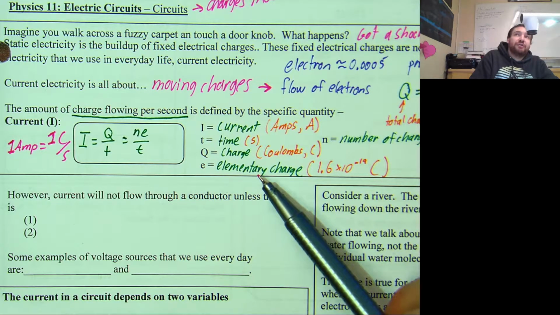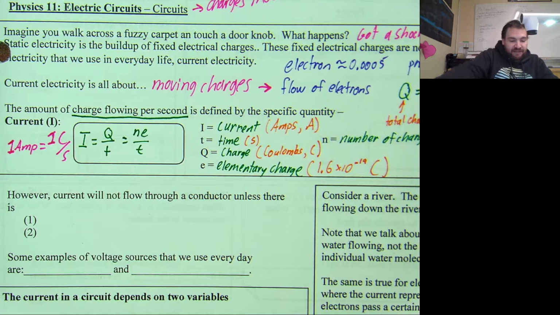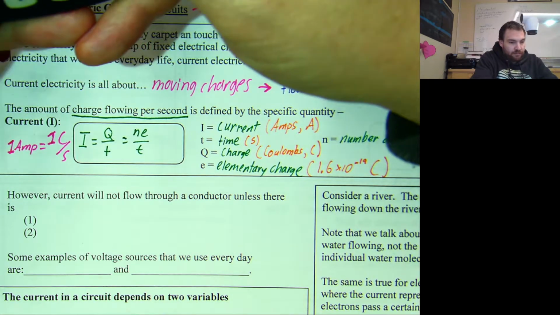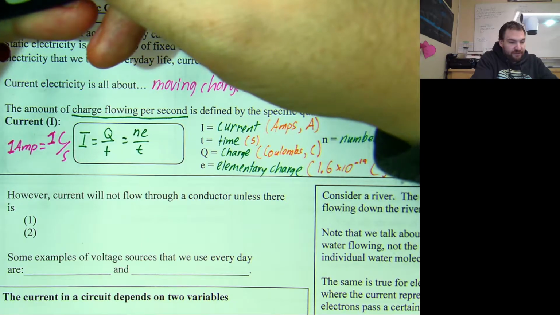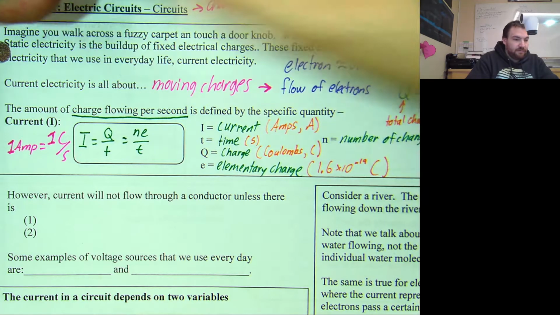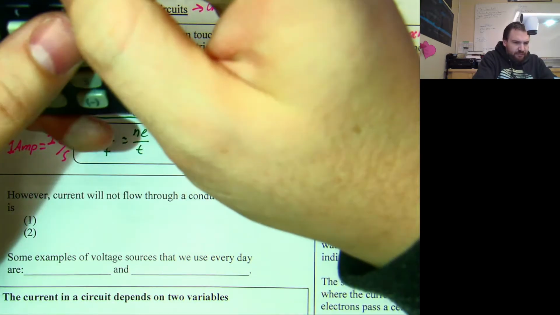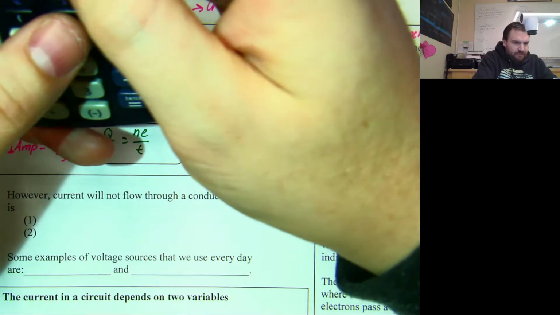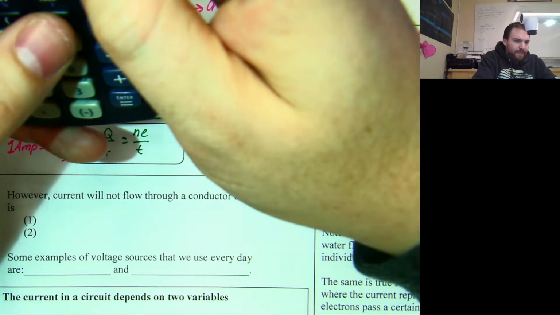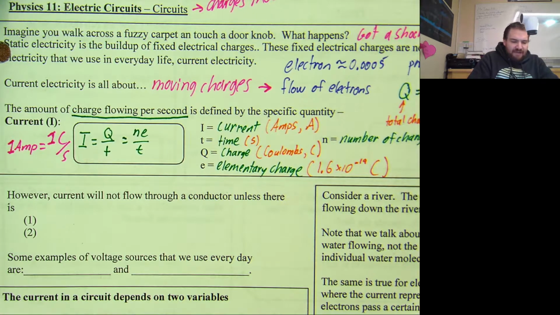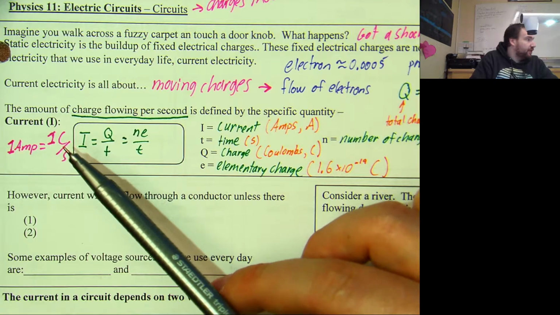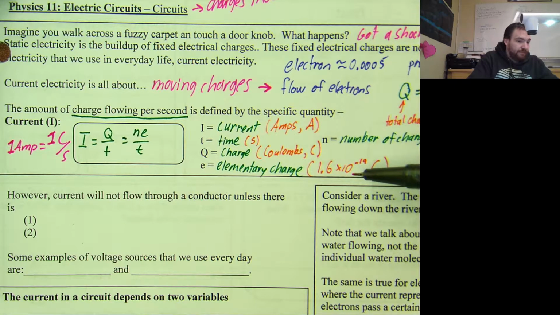A single electron has a charge of 1.6 times 10 to the negative 19. So what you actually have here, come on calculator, don't be stupid. What you actually have here is 6.25 times 10 to the 18 electrons make up a single coulomb. So there's tons of electrons flowing here. Questions, comments, concerns so far?